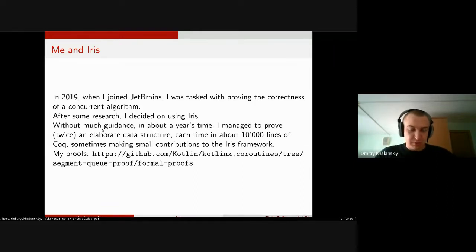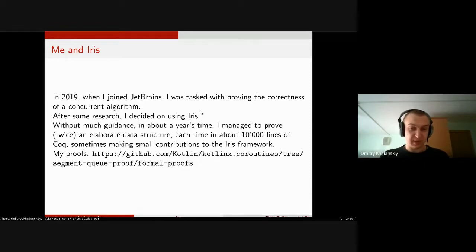About 2 years ago, more than 2 years ago, when I joined JetBrains as an intern, I was tasked with proving the correctness of some concurrent algorithm. It doesn't really matter which one. The task was really open-ended, and I was only given this task because I already had some experience with the proving systems.